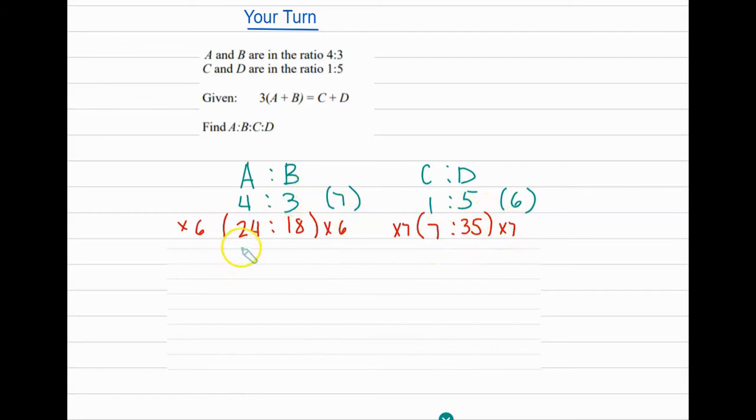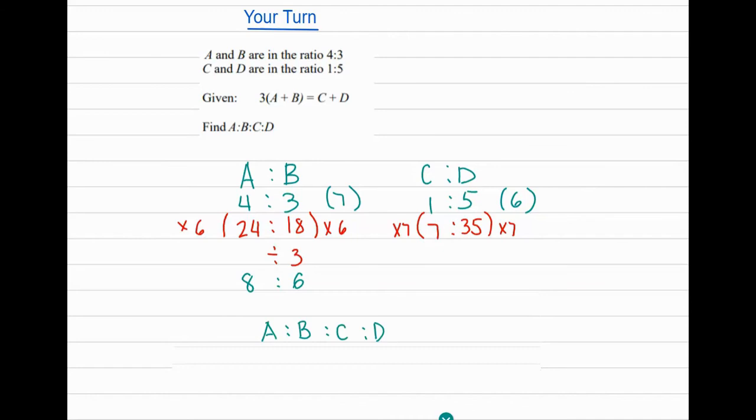But remember, this 24 to 18 is 3 lots of A plus B. So we're going to divide that by 3, which will give us 8 to 6. So 24 divided by 3 is 8 and 18 divided by 3 is 6. So now our ratio of A to B to C to D is 8 to 6 to 7 to 35, and that is our answer.